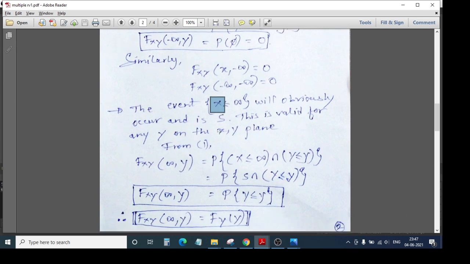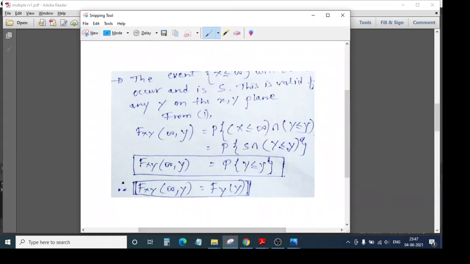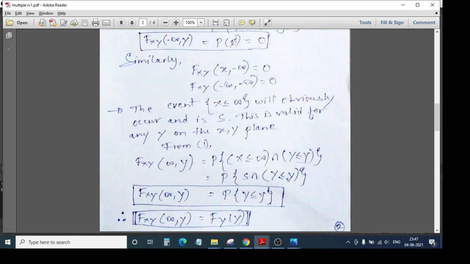So when it is going to occur, it will be some point on my xy plane. Say this is my x plane and this is my y plane. What we are saying here, friends, is that x is less than infinity and it has to occur. So it will occur and take some point in this plane, it could be anywhere. That is what has been explained here.